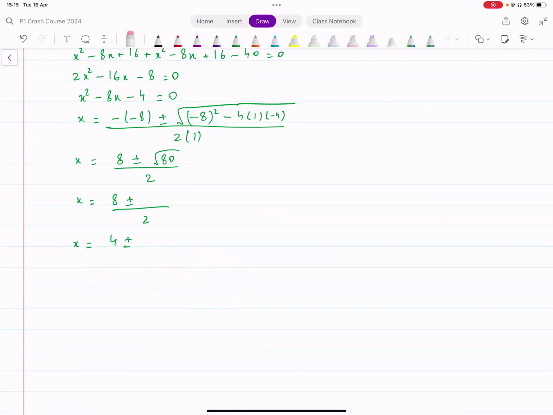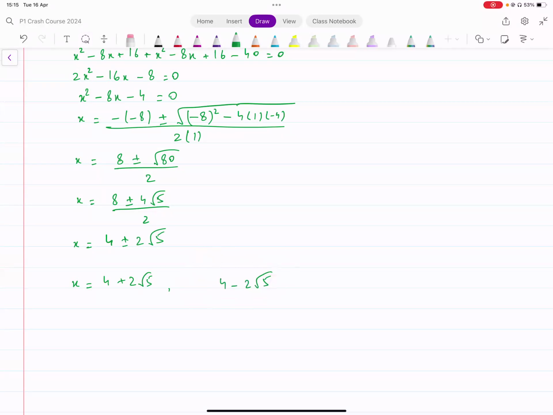So under root 80, that basically simplifies to 4 under root 5. And then 8 over 2 is 4, and 4 over 2 is 2. So it's 4 plus minus 2 under root 5. That gives us 2 x coordinates, 4 plus 2 under root 5 or 4 minus 2 under root 5. These are the 2 x coordinates that we're getting. Now this is negative now.